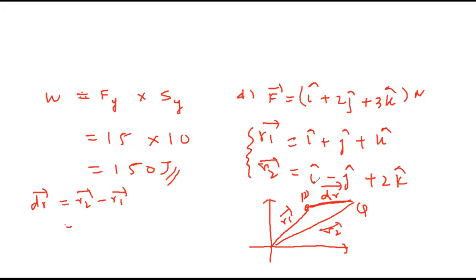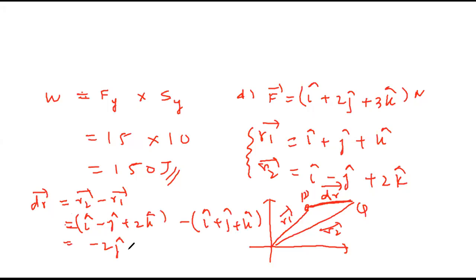So now you subtract. What is R2? I cap minus j cap plus 2k cap, minus R1, which is I cap plus j cap plus k cap. So this equals I minus I becomes 0, minus j is minus 2j, plus 2 minus 1 k is plus k.